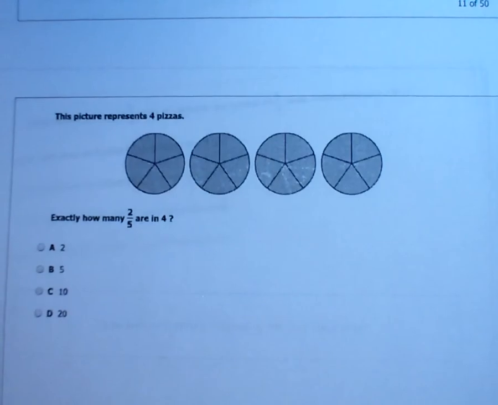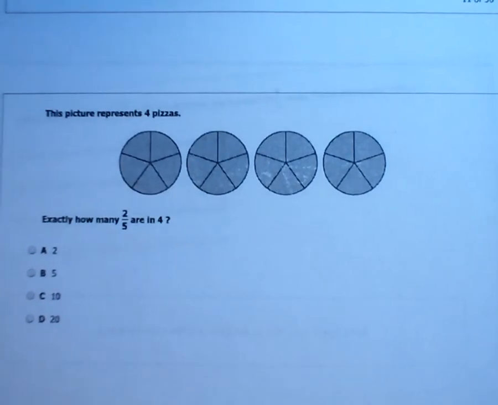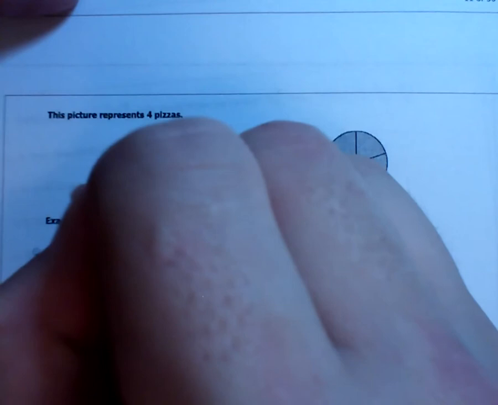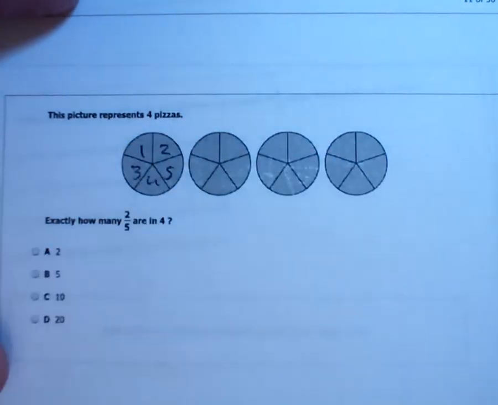All right. Oh, no. We got pizzas. We got pizzas. And you may very well see this on the simulation test. All right. So this picture represents 4 whole pizzas, and they're split up into fifths. 1, 2, 3, 4, 5. Fifths. They're split into 1/5.